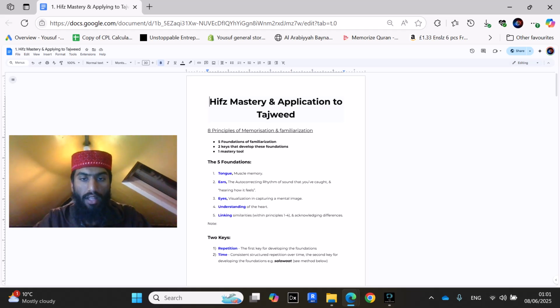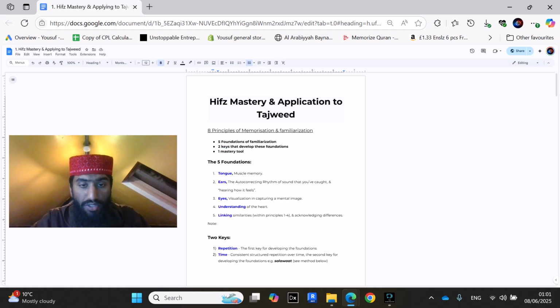Hifz mastery and application to Tajweed. So, there's 8 principles of memorization and familiarization. Okay, those are split into 3: 5 foundations of memorization, 2 keys that develop those foundations, and 1 mastery tool.